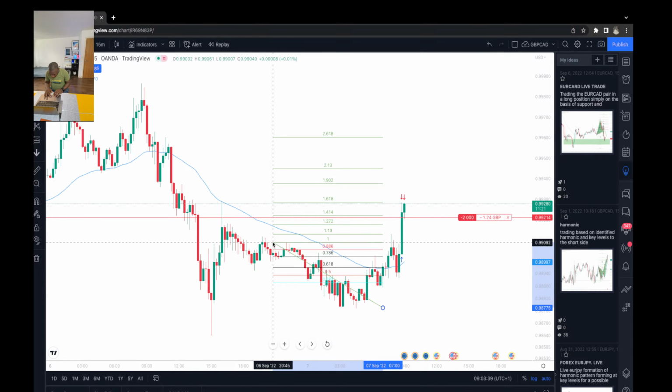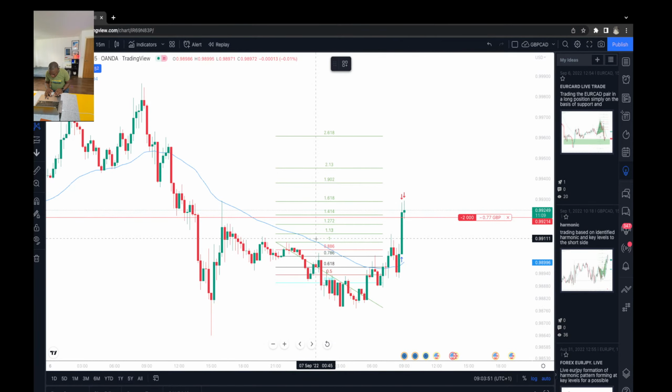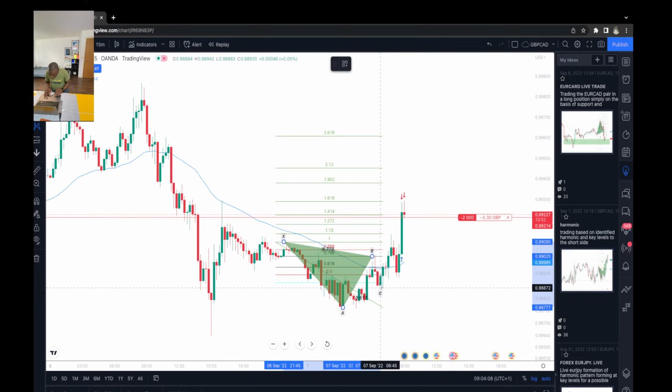So you can see the B point finished at 0.786. So if I draw that in, X to A to B at 0.786, roughly around here, B to C, and C to D. So the butterfly pattern's potential reversal zone is at the 1.272, which is around here.